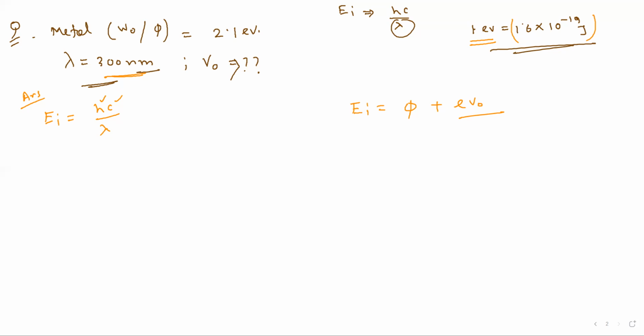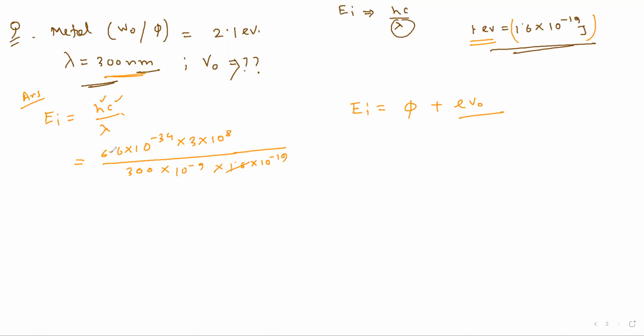Completed? This one. What is the value of h? 6.6 times 10 to the power minus 34. And c value is 3 into 10 to the power 8 meter per second. Lambda is 300 nanometer; nanometer you have converted into meter, 10 to the power minus 9. The value you get in joule. Joule you have to convert into electron volt.